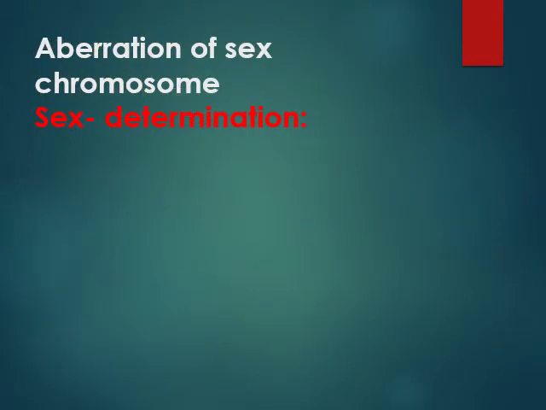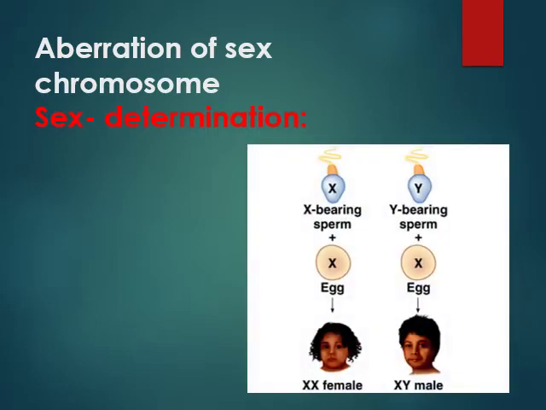The aneuploidy also occurs in sex chromosomes. Before we explain the numerical aberration of the sex chromosomes, we have to explain sex determination in human beings. The sperm and egg carry the sex chromosomes and also 22 autosomes. The offspring, either male or female, depends on whether they receive an X or Y chromosome from the male parent.